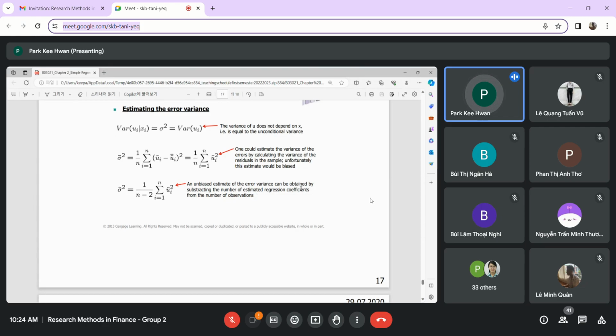So how many coefficients do we have? Beta naught hat, beta 1 hat. We have 2 estimates, so you have to subtract 2 from the number of observations. So in this case, you have to divide the sum of squared residuals by n minus 2. In that case, this estimate will be unbiased, okay?